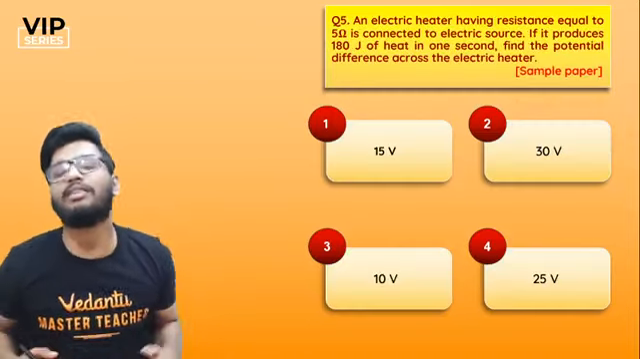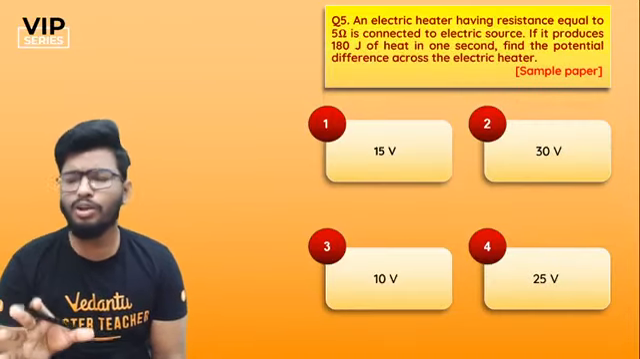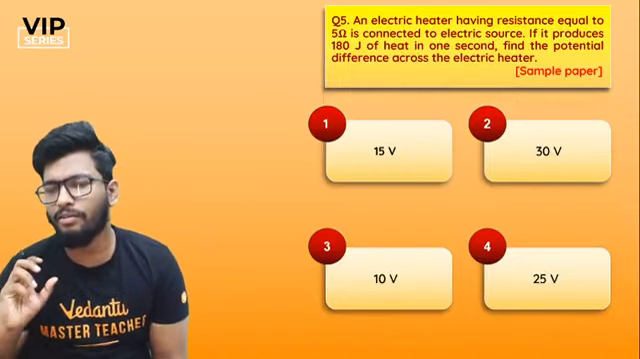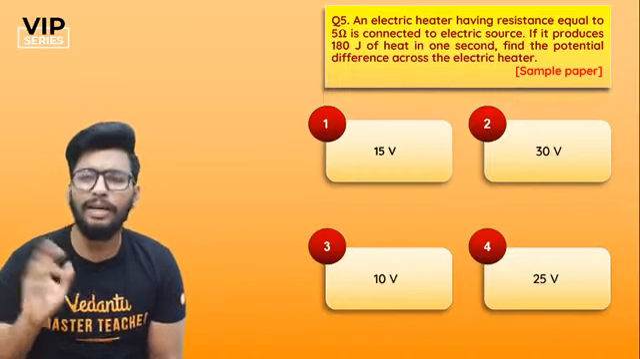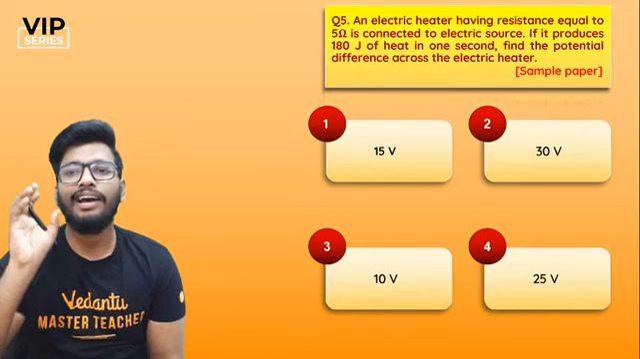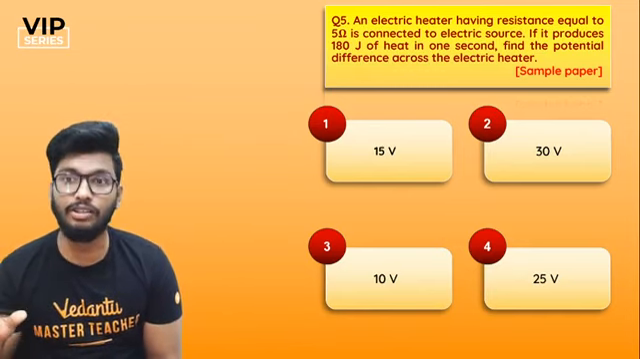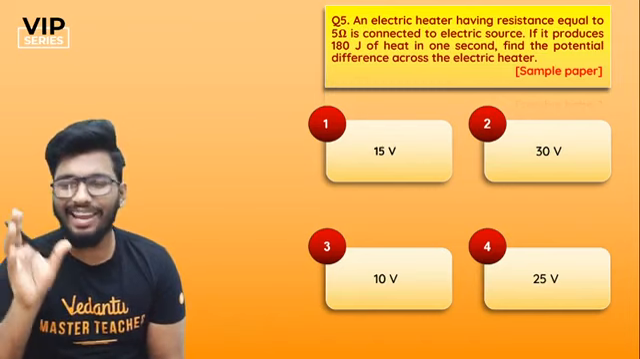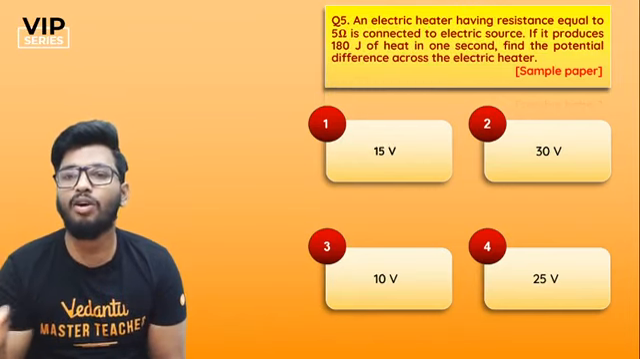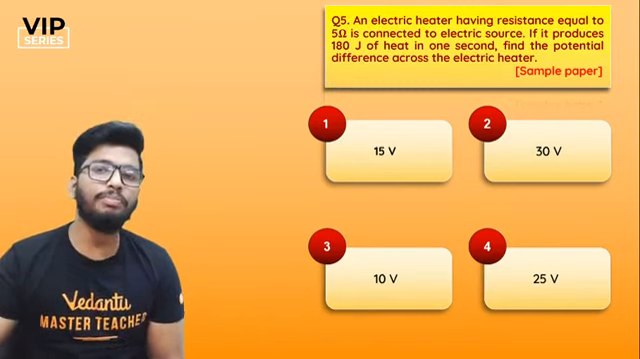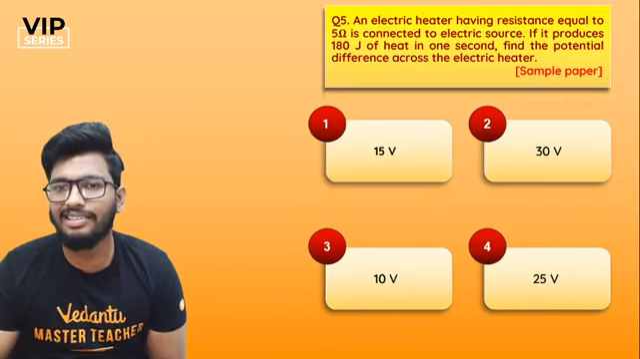Moving on, people, another question taken from a sample paper. This is also quite a simple one. You'll have to do a little bit of calculation, but it's quite easy. The question is this: an electric heater having resistance equal to 5 ohms is connected to an electric source. If it produces 180 joules of heat in 1 second, find the potential difference across the electric heater.